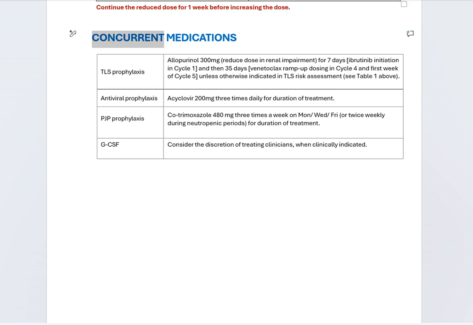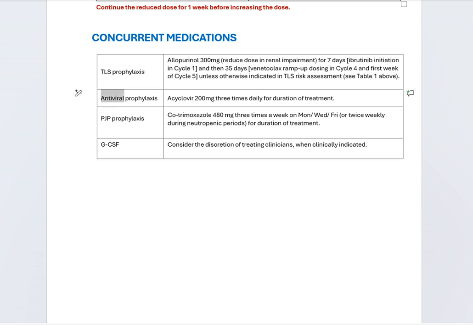Concurrent medications. TLS prophylaxis. Allopurinol 300 milligrams, reduced dose in renal impairment, for 7 days at ibrutinib initiation in cycle 1, and then 35 days at venetoclax ramp-up dosing in cycle 4 and first week of cycle 5, unless otherwise indicated in TLS risk assessment. See Table 1 above.